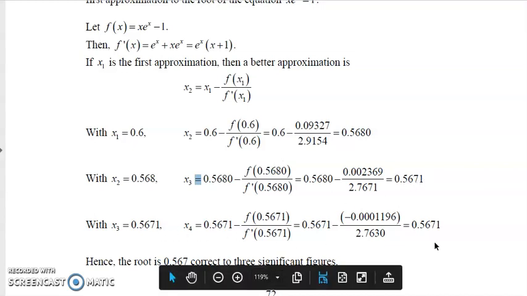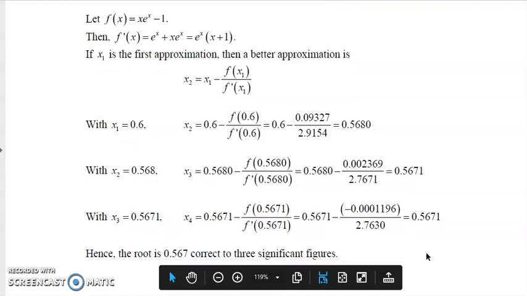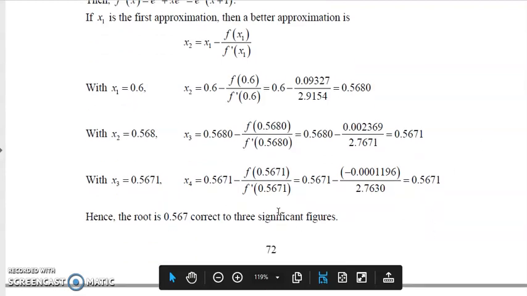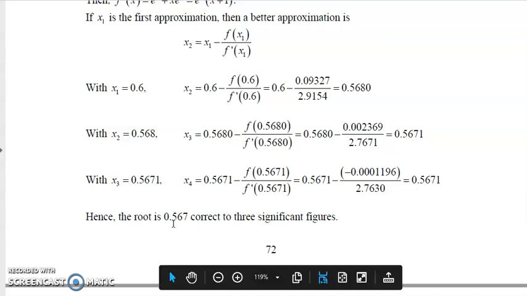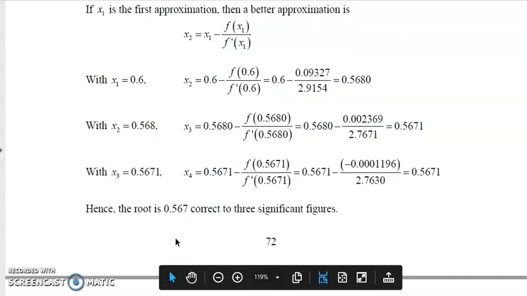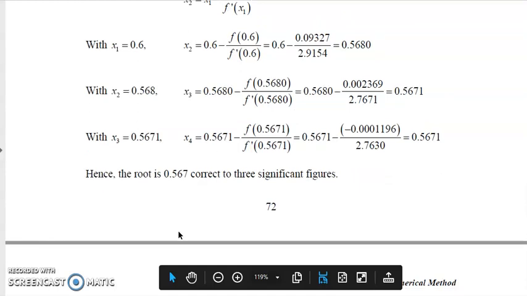If you look here, the question asks for 3 decimal places, but we go a bit further. So by looking here, x2 and x3 are 0.5671 and 0.5671. The numbers are the same, so when they are the same, this is our answer, 0.567. I hope you understand this one. Don't worry, we have more examples.